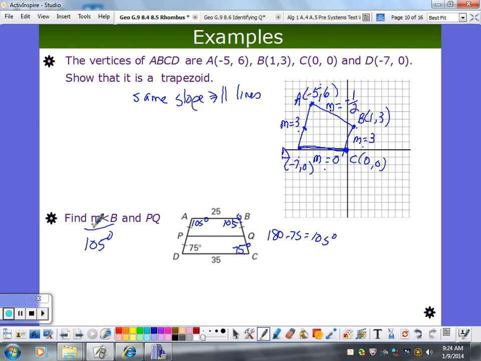And then PQ. How am I going to find PQ? How am I going to do that, Kayla? Add up the bases and divide it by 2. Yep. That's the other theorem that we had. 25 plus 35 is 60. Take half of that? 30. So PQ is 30. It's the average of the two, right? Isn't the average of 25 and 35 30? It sure is.